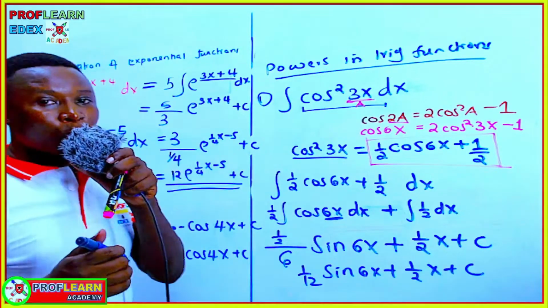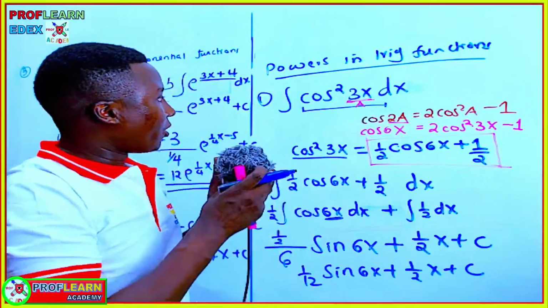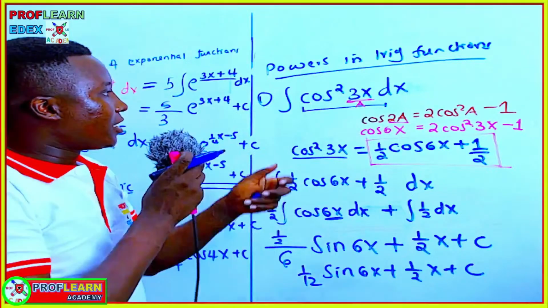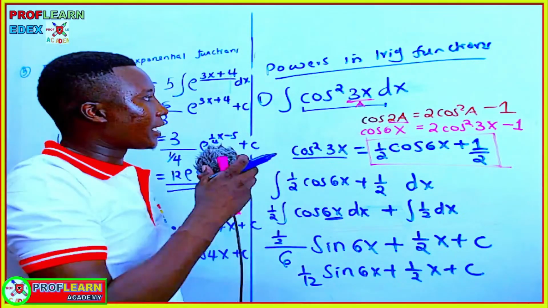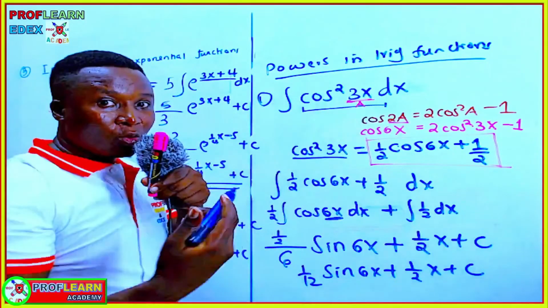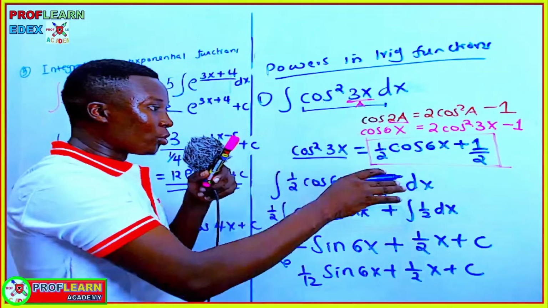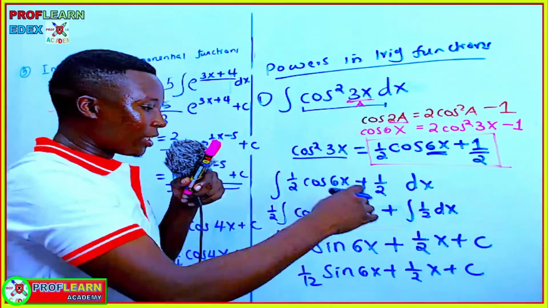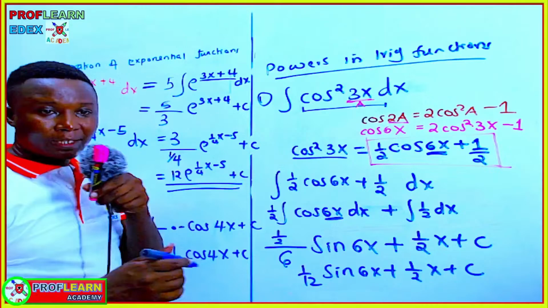So anytime you have powers on sine and cosine, you need to use double angle in order to reduce it like that, so that you can perform the integration.